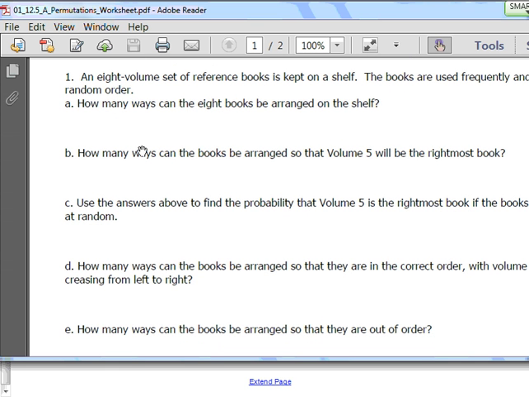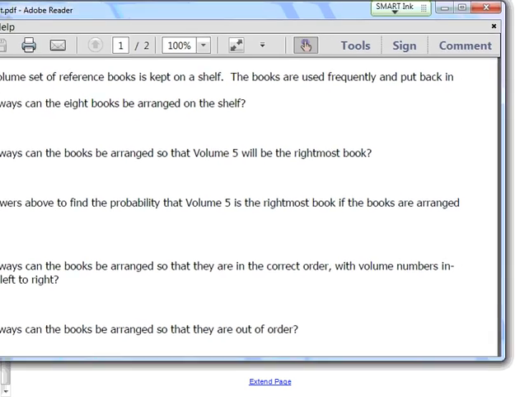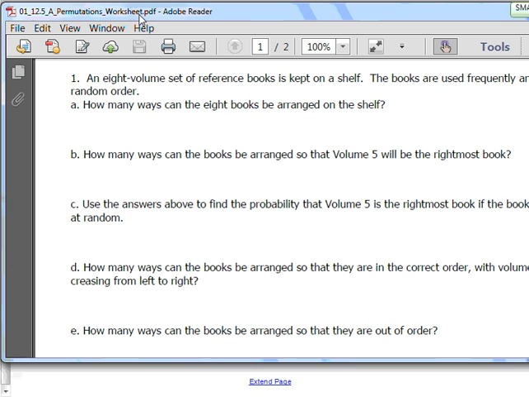An 8-volume set of reference books is kept on a shelf. These books are used frequently and put back in random order. So basically, you got a bunch of jumbled up books. How many ways can the 8 books be arranged on the shelf? Think of it as 8 spots on the shelf. Now, can I put the same book in 2 spots? No, so I got 8 choices for the first one, but then I don't have 8 choices for the next one, right? 7, 6, 5, 4, 3, 2, 1.